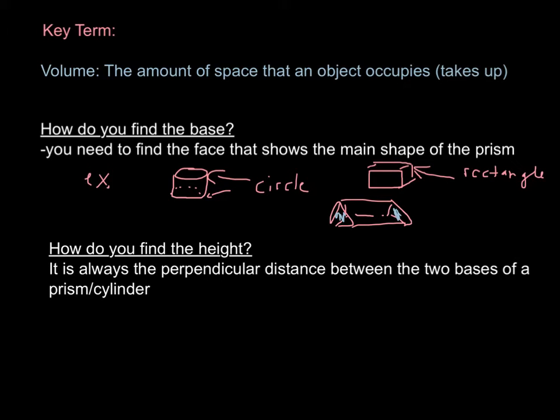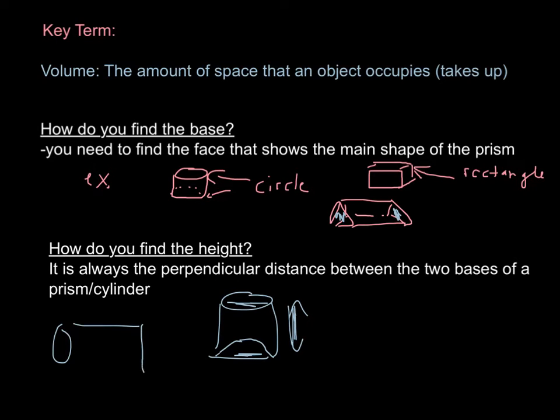And the other question is, how do I find the height? Well, the height is always the perpendicular distance between the two bases of a prism. So, for example, it's just the distance between the two bases. So, if I have, again, my cylinder, which is a wonderful drawing there, the height is just the distance between your two bases. So, base, height is right in between. Doesn't matter if it's this way, okay, because we still have a circle here and a circle here. This is still always my height.